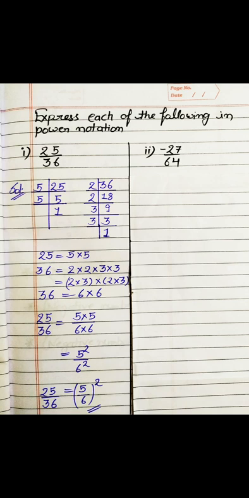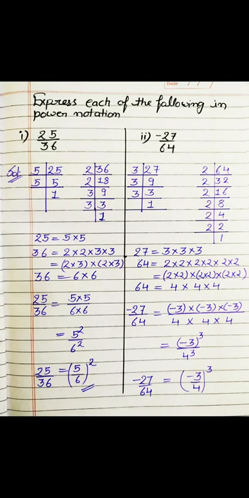The same we will do for the next. We will find the prime factorization of 27 and 64. The prime factorization of 27 is 3 into 3 into 3. But the prime factorization of 64 is 2 into 2 into 2 into 2 into 2 into 2, and here we are having 6 factors.